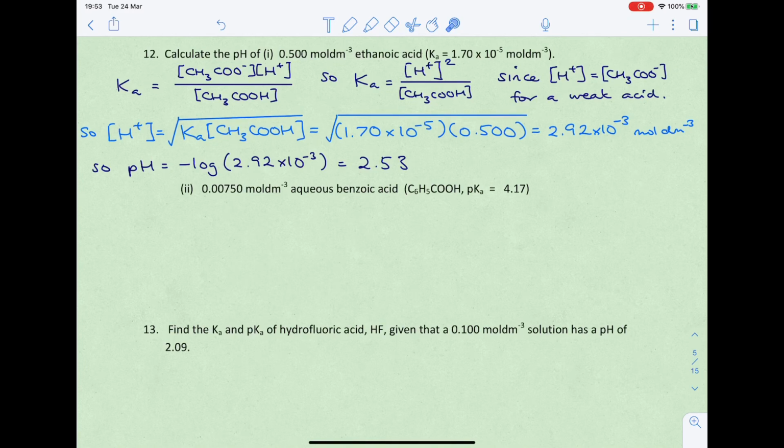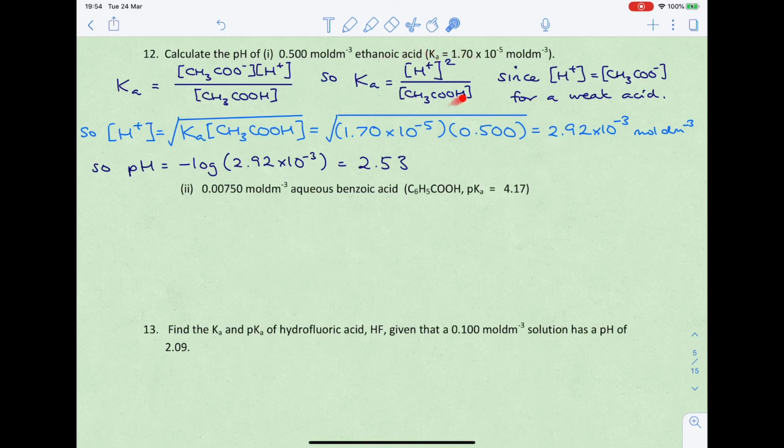Here I'm going to show you how to do question 12 in AC18 as an example of how to calculate the pH of a weak acid using Ka. We're given the value of Ka in this question, which is 1.7 times 10 to the minus 5. And we know the concentration of the acid. We know the Ka expression for a weak acid is the anion and the H plus ion over the concentration of the acid. And for a weak acid, these two values are the same. So we can simplify it to this.